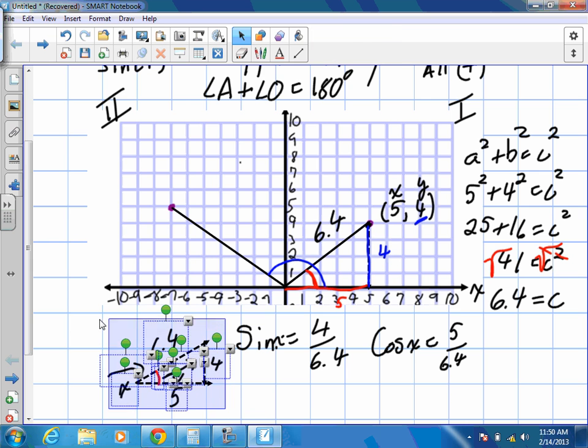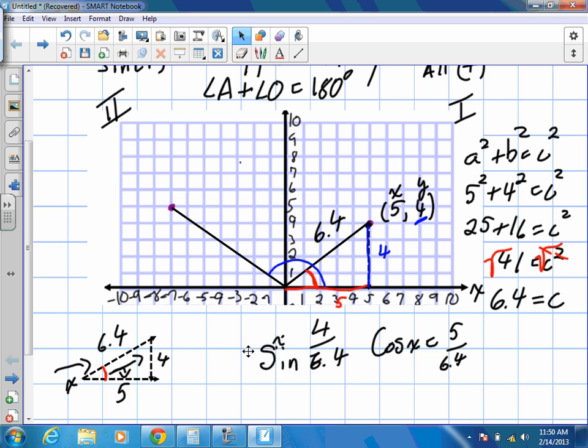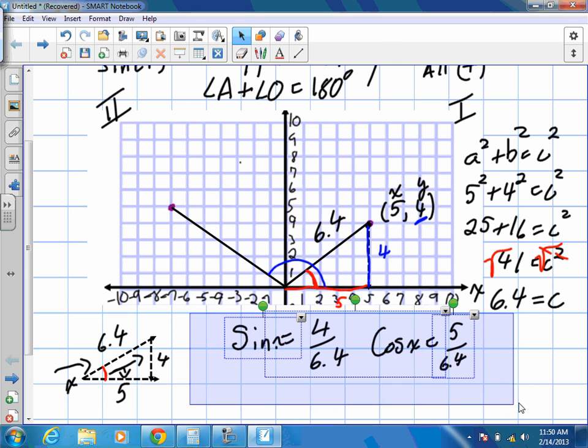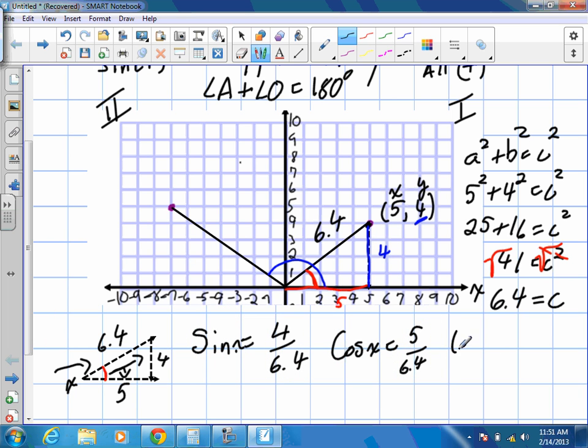And when we go to set up tan, what does tan stand for? That's right, it's opposite over adjacent. So what would be our opposite over adjacent? 6.4 won't be involved because that's the hypotenuse. So the opposite will be 4, and the adjacent will be 5. So I can use any of these 3 ratios, and we'll end up with the exact same acute angle because we knew every side of the triangle here.